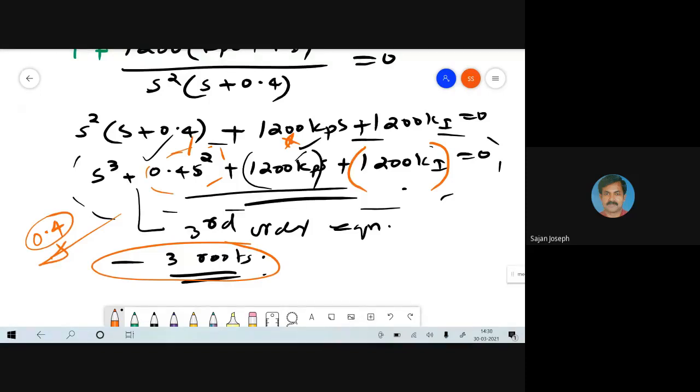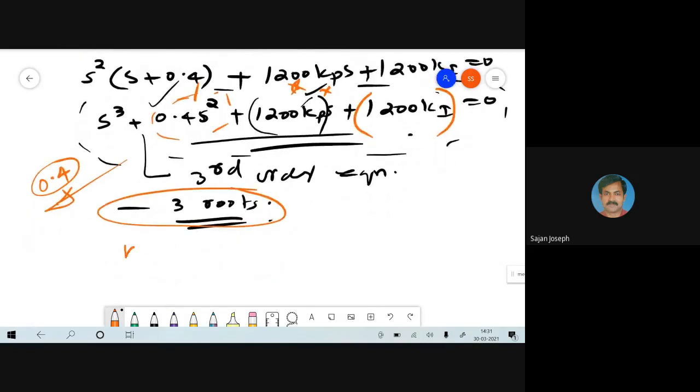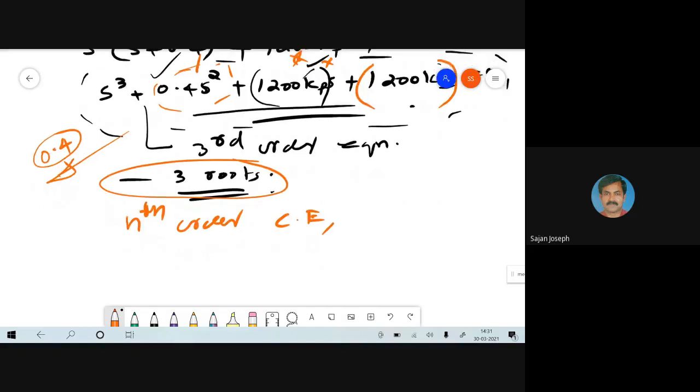Why? Because the system is a third order equation, and hence it will be having 3 roots, but there are only 2 control parameters. With the 2 control parameters, we can control only 2 coefficients. In general, if there is an nth order system, an nth order characteristic equation, then in order that the system is completely controllable, all the n coefficients should be controllable.